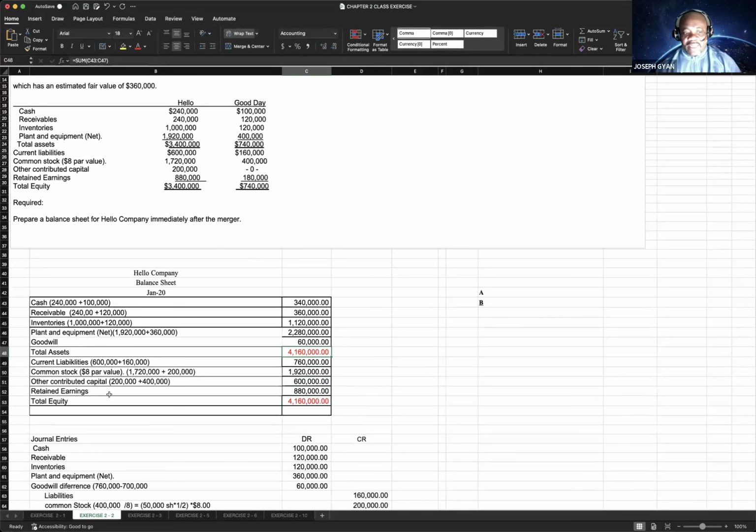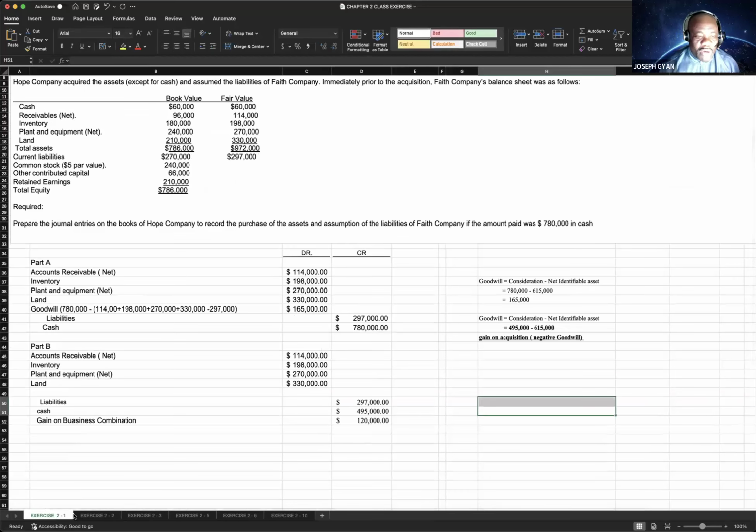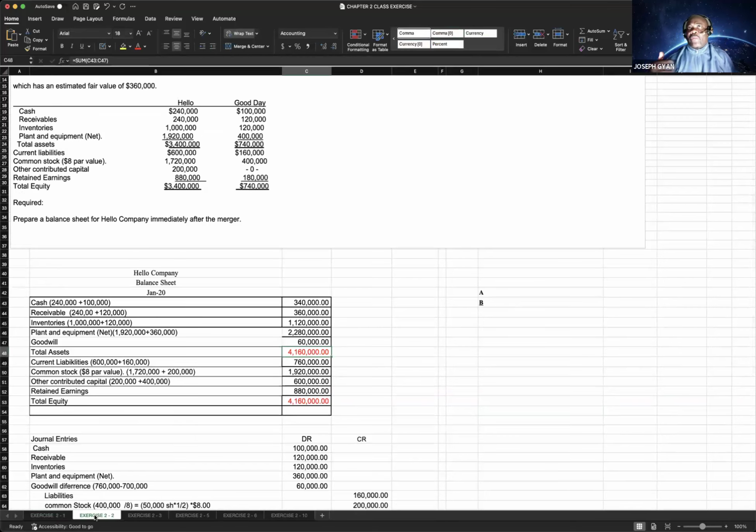Good. Remember what I said when we started here. When you are buying the company, especially when we are buying the stocks of the company, you are buying equity. So any equity of the subsidiary company, we are not going to record them. As a matter of fact, in chapter 3, we are going to eliminate the common stock, the other contributed capital, and the retained earnings of the subsidiary company against our investment that we are making. So once you are buying the company, you are not buying their retained earnings.